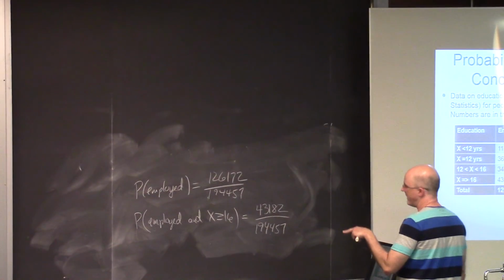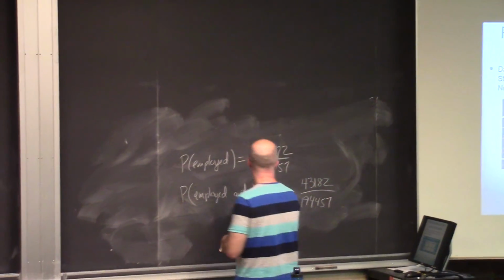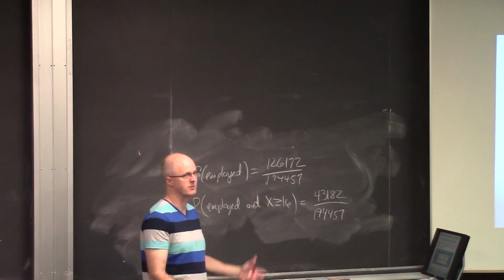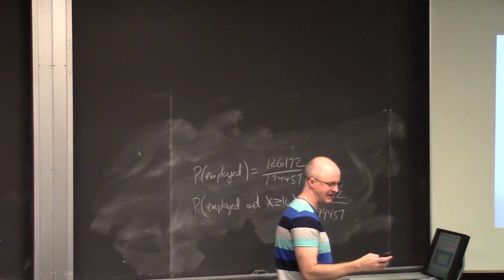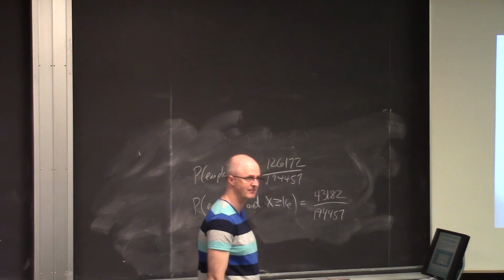There's a rule for finding the probability of one thing and another. A couple of rules for that, one of which we'll get to here in a few minutes. But for this particular example, you have to look at the data.